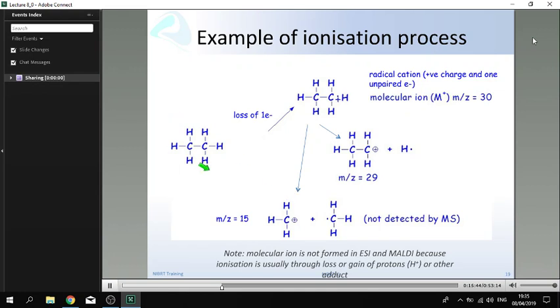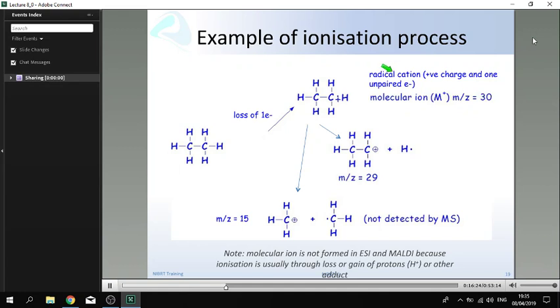So here is an example of the ionization process, the way it works, how we get charged molecules. On the example of ethane, if we start ionizing this molecule, which is not charged at the moment, the first thing that happens when we bombard it with electrons is that the different bonds in ethane will start breaking. First, this molecule will lose one electron. When it loses one electron, we get a radical cation, so a positively charged molecule with one unpaired electron.